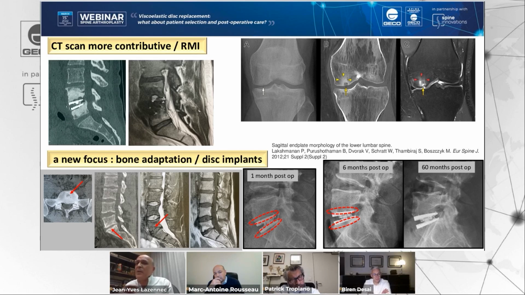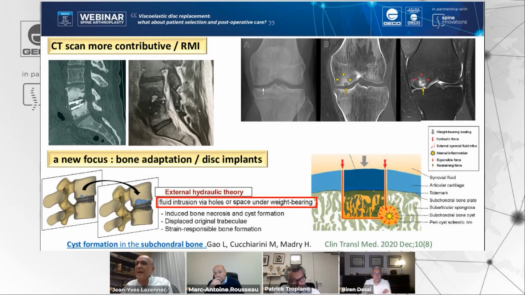Look at this case. At 1 month, I am still anxious because there is a radiolucent line. At 6 months, it's much better. 5 years after, completely healed. And it is my experience in a patient with acceptance of the brace.